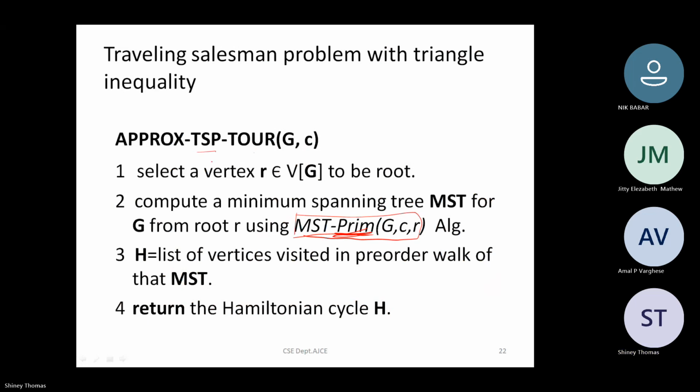Now you can see here we select a vertex R that belongs to the set of vertices. You can write it as G dot V, the set of vertices. So select a vertex R to be the root, because you have to start from somewhere, the traveling salesman's starting point. So we take a random vertex R. Now we compute a minimum spanning tree. Can anyone tell me what a minimum spanning tree is?